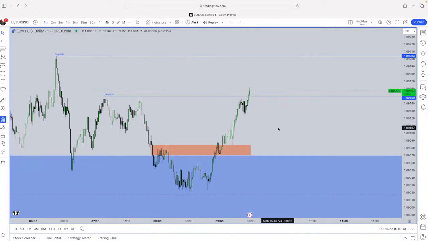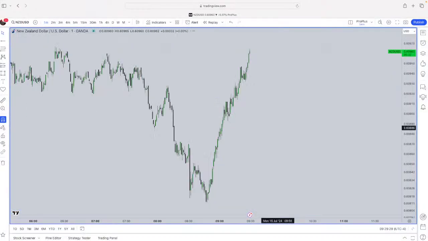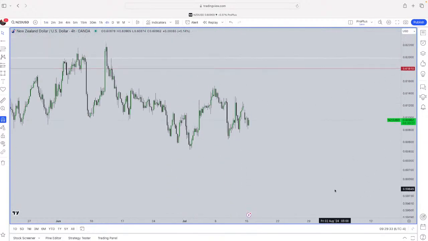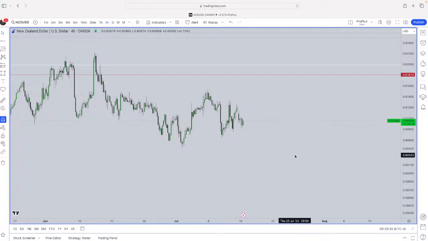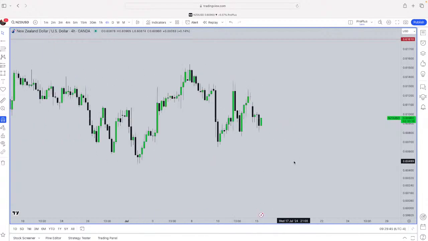Check out Kiwi dollar. That is one that I haven't looked at for a while. So straight away I go into the 4 hour. What's your bias on it, David? Straight away I go into the 4 hour, see if there's any PD arrays that I was suspecting or anything like that. Can't see one straight away.